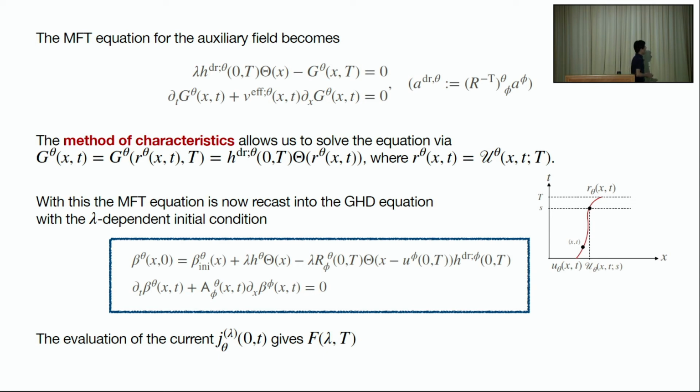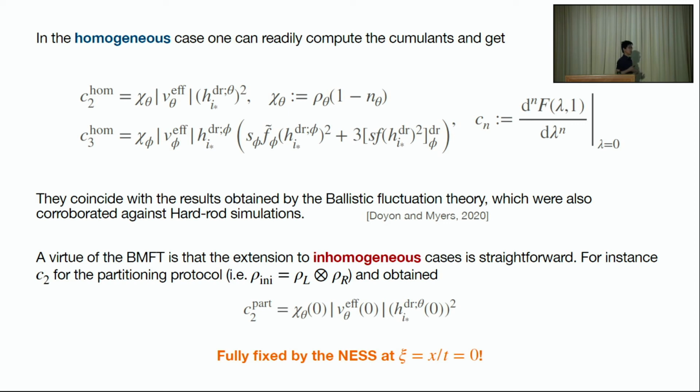Anyway, at the end of the day, you can recast the whole MFT equation into this form, which is the GHD equation with some very non-trivial boundary condition. You have to work out this equation, which is not always feasible, but in principle you can do it. For instance, in the homogeneous case, let's say thermal equilibrium, you can evaluate the Taylor expansion coefficients of the cumulant generating function, which we simply call cumulants, and they read like this. For example, the second and third ones read like this. I didn't write down the definitions of the quantities because they're not so important. What I want to say is that you can work it out. Things could be a bit messy, but in principle it can be done. And these are in agreement with previous predictions from different theory, and also agree with the simulations.